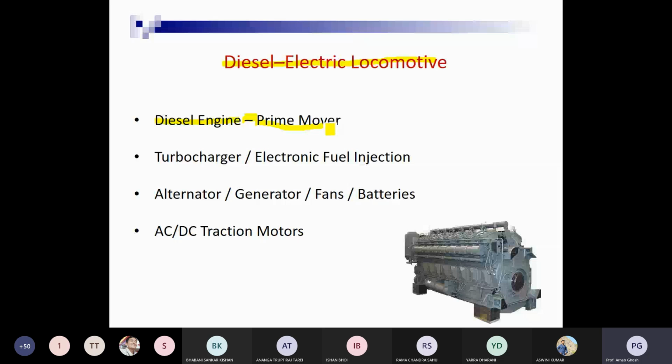So turbocharger, electronic fuel injection, okay, all are important features of the diesel electric locomotive. Both are there: alternator, generator, fan, batteries, and AC/DC traction motor. So diesel is there for generation, okay. You know that one, chemical conversion.